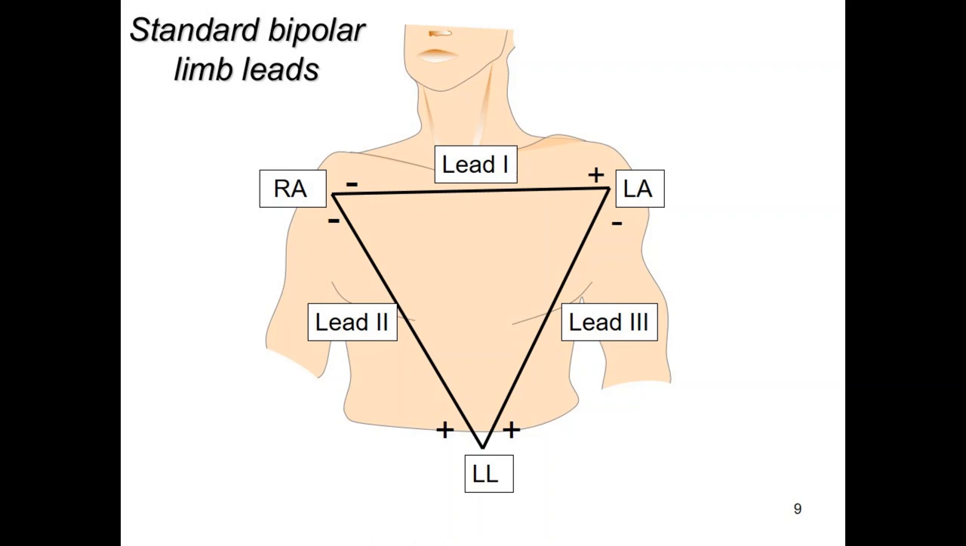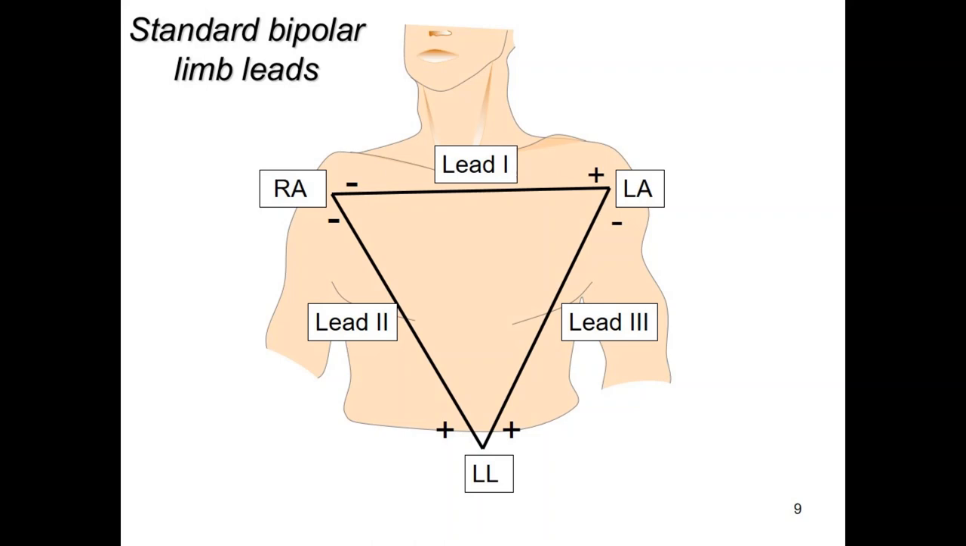Lead one is connected by connecting the left arm to the positive pole of the galvanometer and the right arm to the negative pole. So literally we say left arm is positive, right arm is negative. There are two points, so the voltage difference between the points is recorded through the galvanometer or the voltmeter. Current passes through the voltmeter from positive to negative, and a deflection occurs whenever there is electrical activity. So this is lead one, left arm positive, right arm negative.